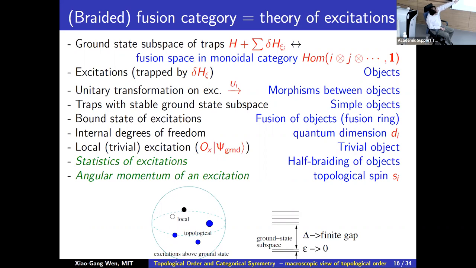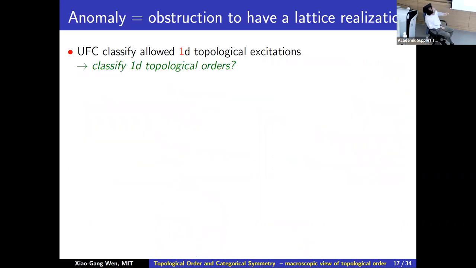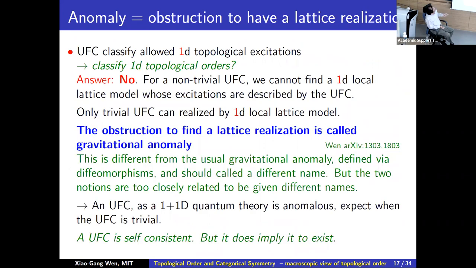And then the morphism is really our unitary transformation. Maybe this unitary transformation means an adiabatic change of delta H. We are changing delta H adiabatically, and this ground state subspace rotates by a unitary matrix. And this unitary matrix is a morphism. It's like a local operator acting on the topological excitation. If the ground subspace is stable against perturbation, this is called a simple object. And the bound state of excitations is a fusion, things like that. So the notions in category theory can be produced by this physical setting. Yeah, that's the message. And then we say that the unitary fusion category classifies allowed one-dimensional topological excitations. Okay. But whether they classify one-dimensional topological order, the answer is no.